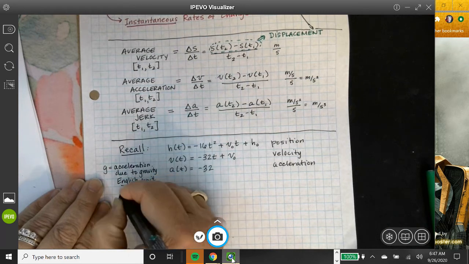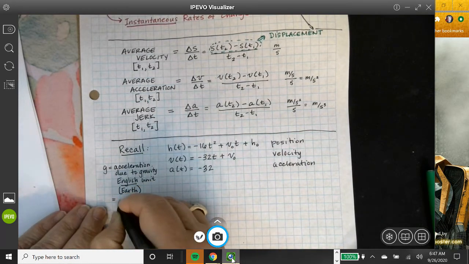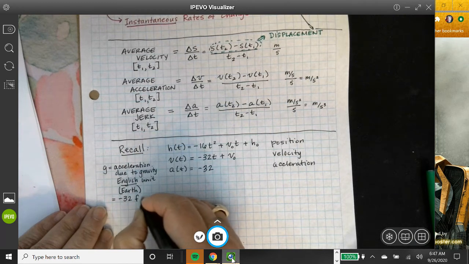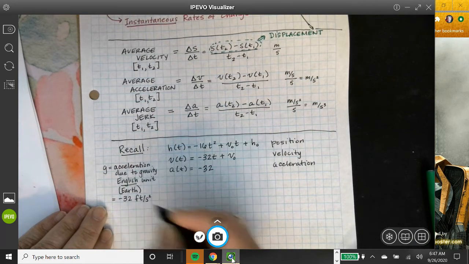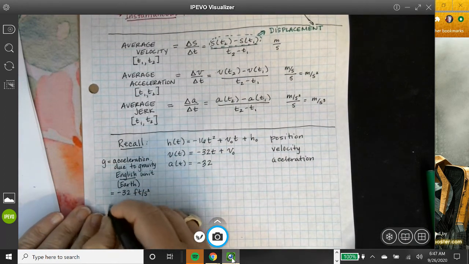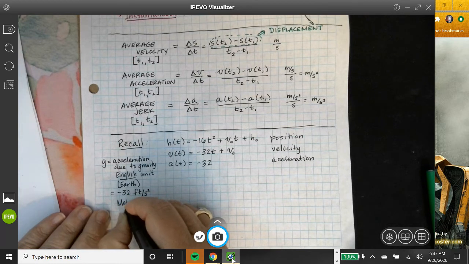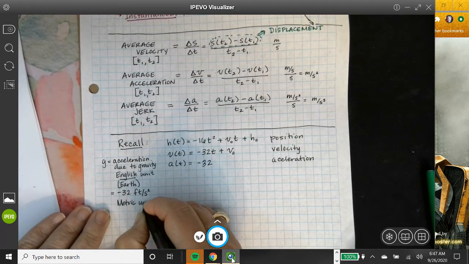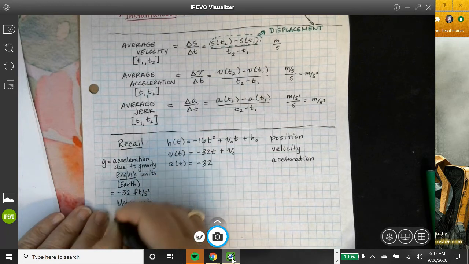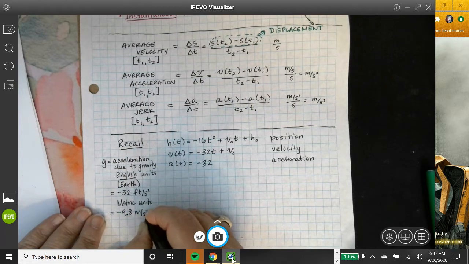Of course, we could be on another planet. It would be a different unit, obviously. That's going to be negative 32 feet per second squared. Okay. All right. And g in metric units is equal to negative 9.8 meters per second squared.